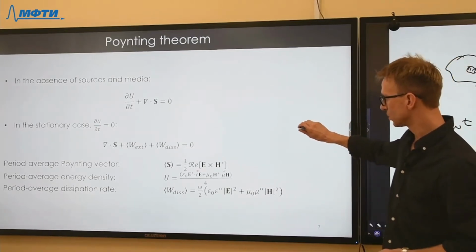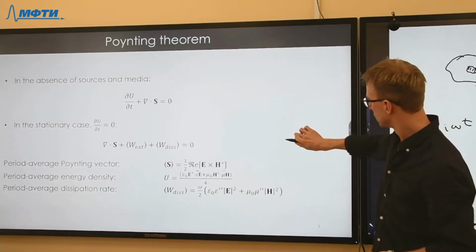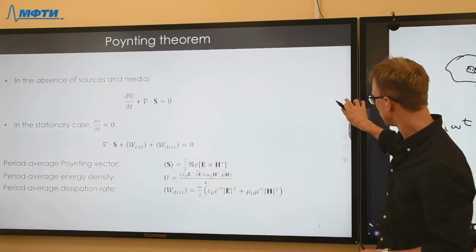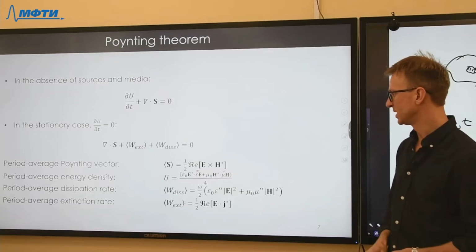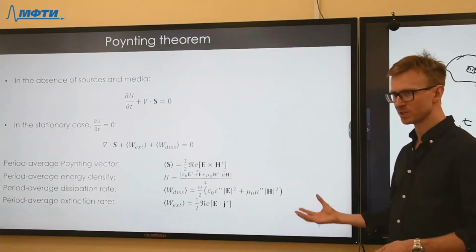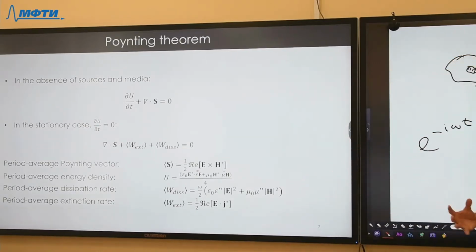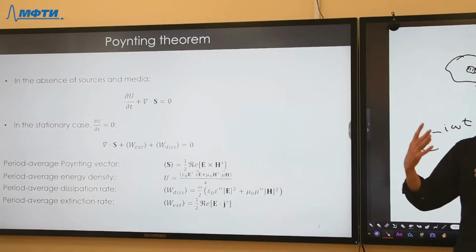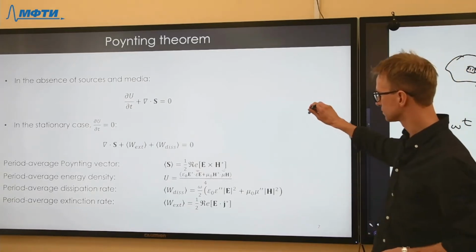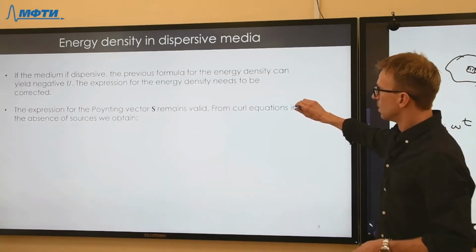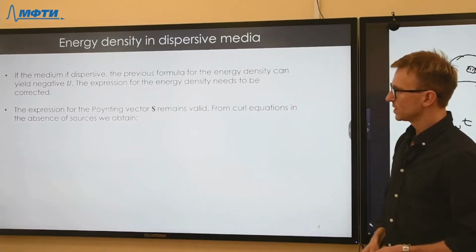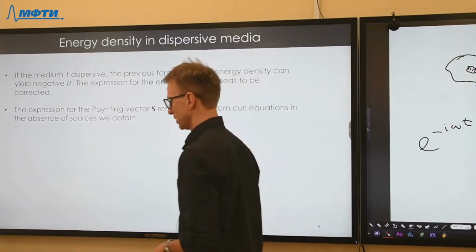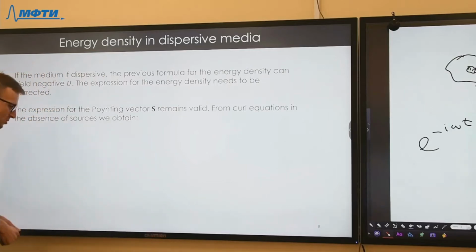And we have the monochromatic expression for the extinction rate by the currents. So this is how much work is done by the fields on the electric current density inside the volume V or locally. So this is all true for the case of non-dispersive and transparent media.